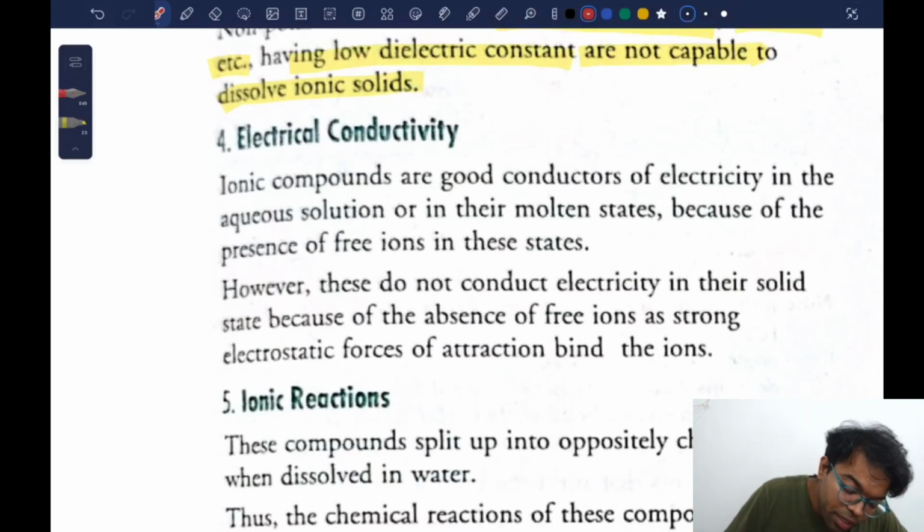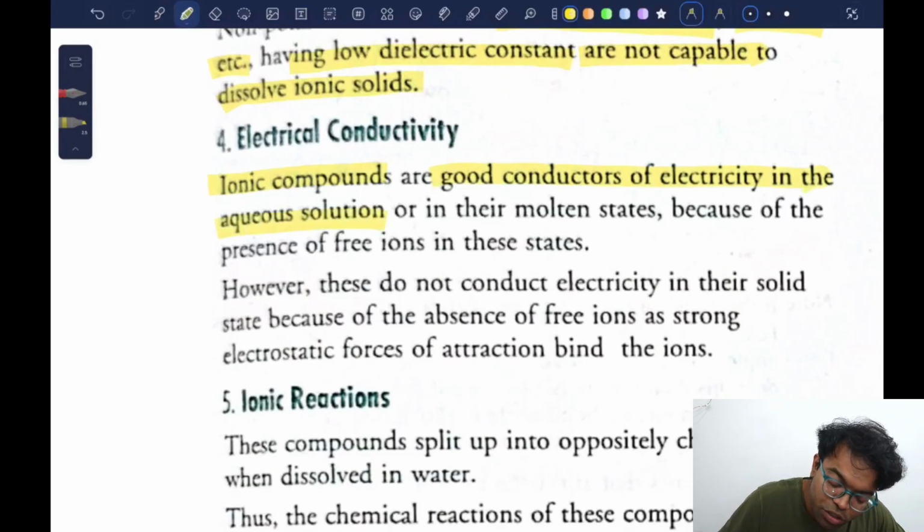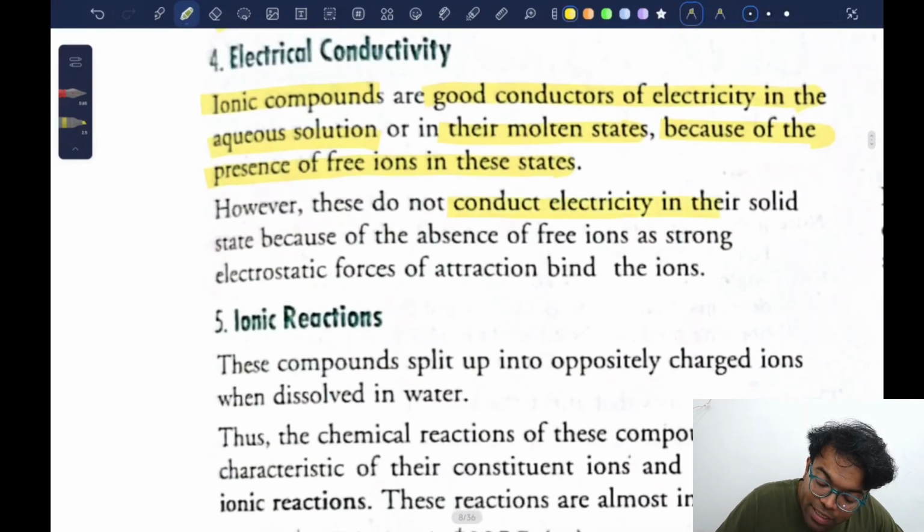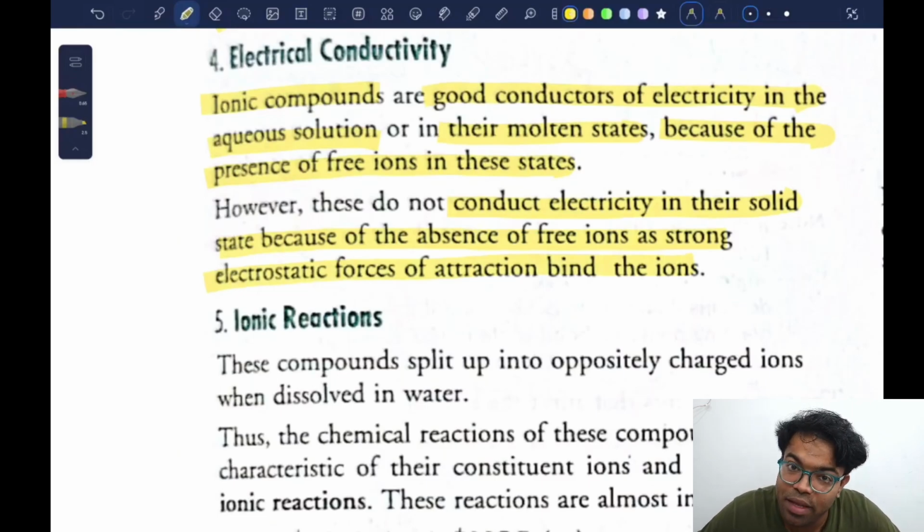So ionic compounds are good conductors of electricity in aqueous solution or in the molten state because of the presence of free ions in the state. However, they do not conduct electricity in their solid state because of the absence of free ions due to the strong electrostatic force of attraction that binds them. So you have to either melt sodium chloride or dissolve sodium chloride for the actual conduction of current. Am I clear?